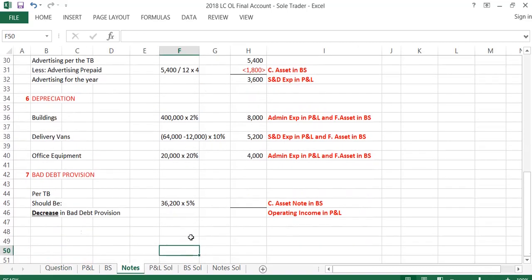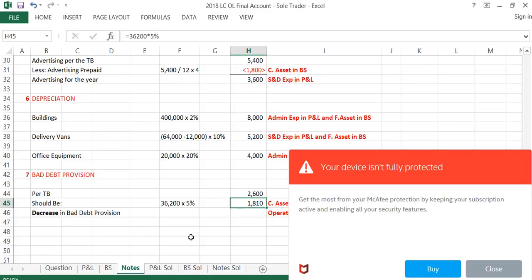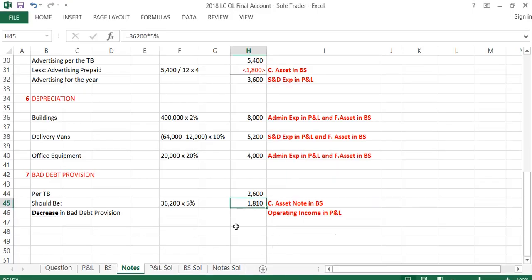So the bad debt provision, as we said, from the trial balance, it was 2,600. Now it should be 5% of 36,200. So 36,200 by 5% is equal to 1,810. So it is 2,600 in the trial balance. It should be 1,810. So the difference is 790.